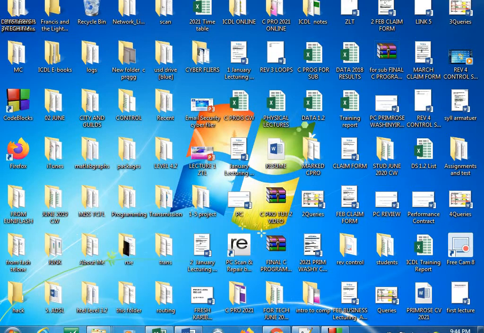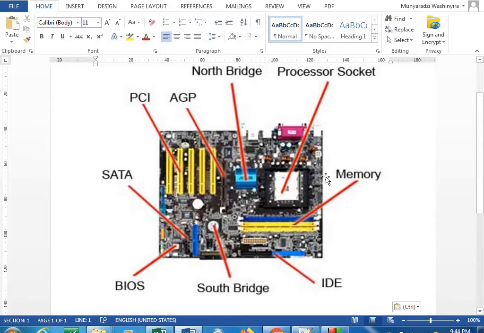Let's look at the components that we find on the motherboard. There's the processor itself. We've got the memory, that is our RAM. We've got the North Bridge, the PCI slots, the AGP, and of course the BIOS. And we talk of other things like the CMOS battery and the power socket. And they're saying all those are the components that we find on the motherboard.